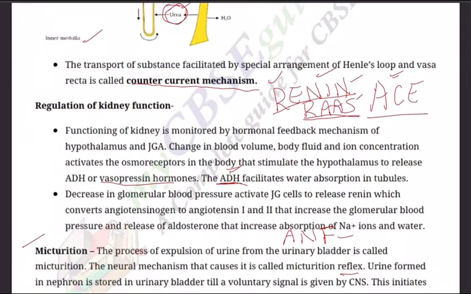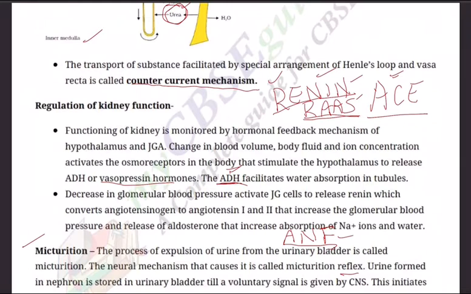There is another hormone which is called ANF. A stands for atrial, N stands for natriuretic, F for factor. So ANF is atrial natriuretic factor, which opposes the regulation by RAS. This factor can cause vasodilation.